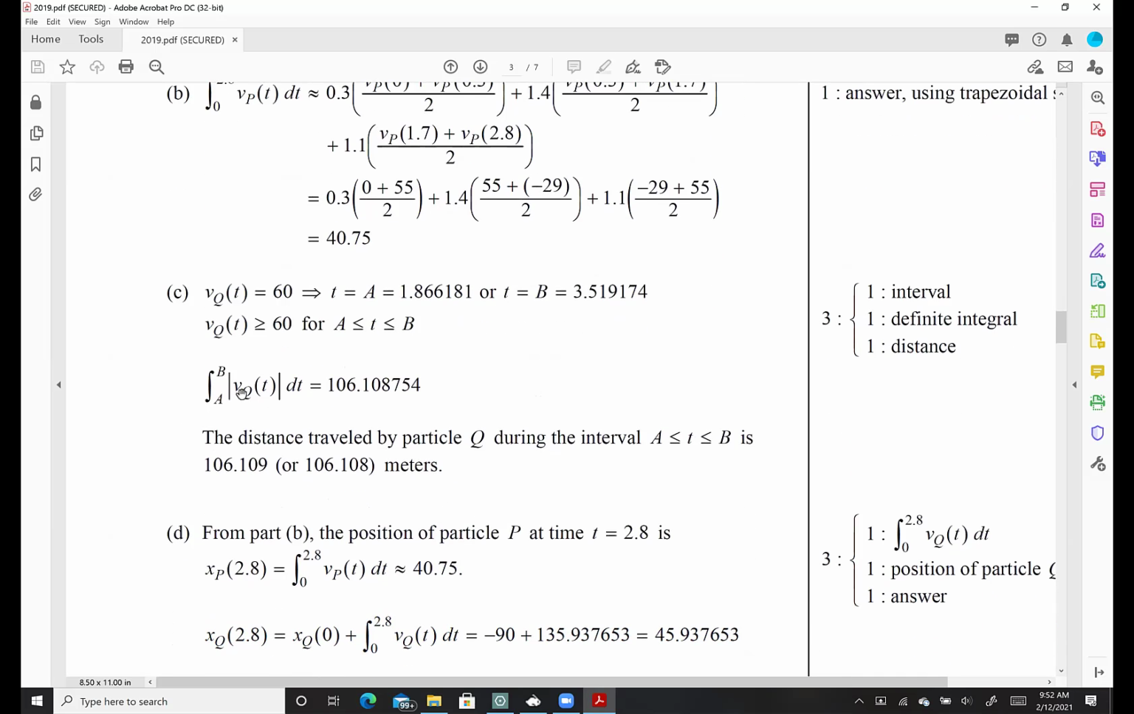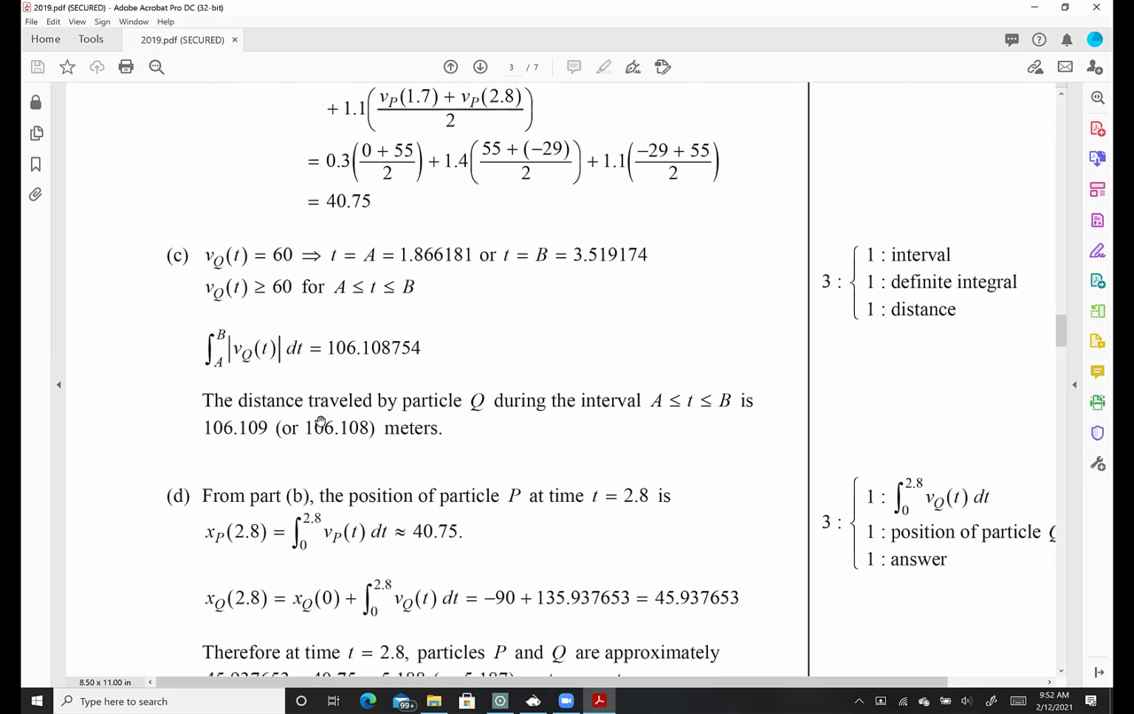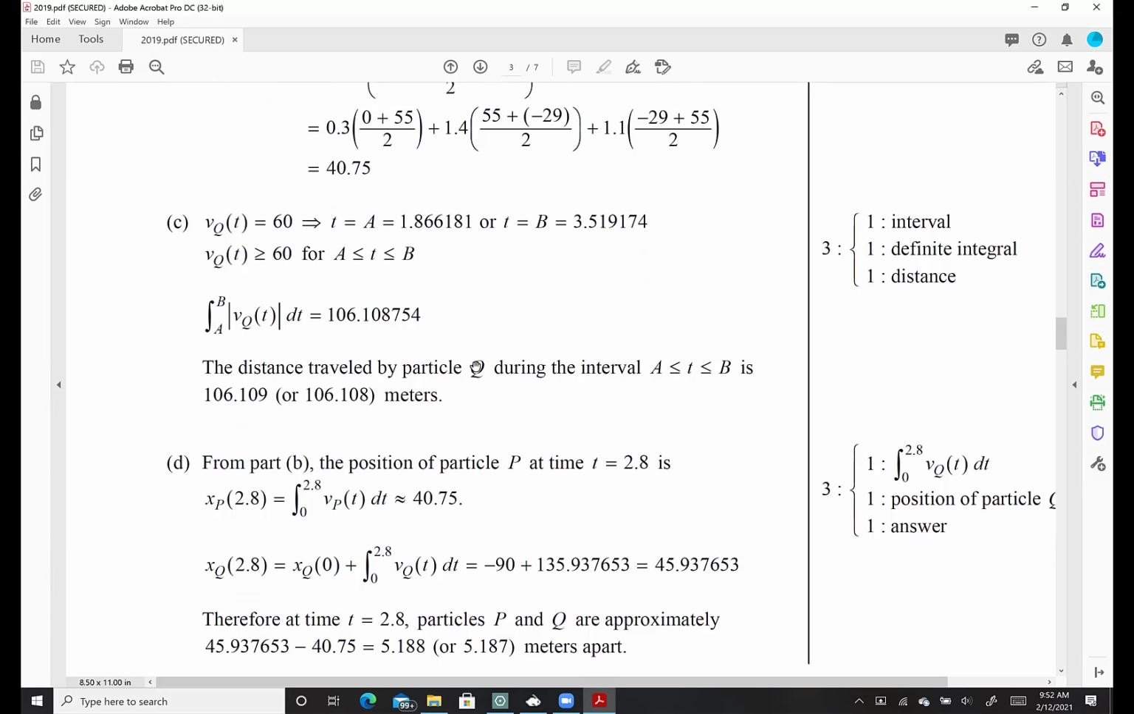And then there's the next part. I think on this one, without the absolute value, you would still get the point. I think, if I remember correctly from the last time we did the reading, because I didn't grade this one, but my partner did. And then look, they wrote a sentence. The distance traveled by particle Q during the time interval. Oh, if you don't state the time interval up there, I think if you write it in a sentence like this, you would retrieve your point back. Does that make sense? All right.